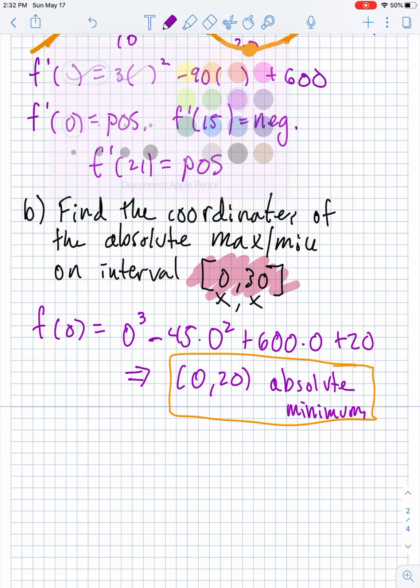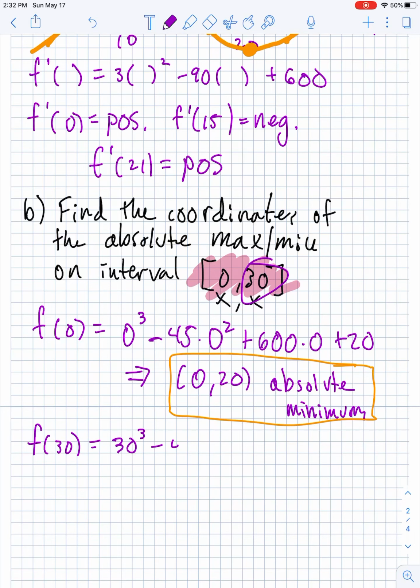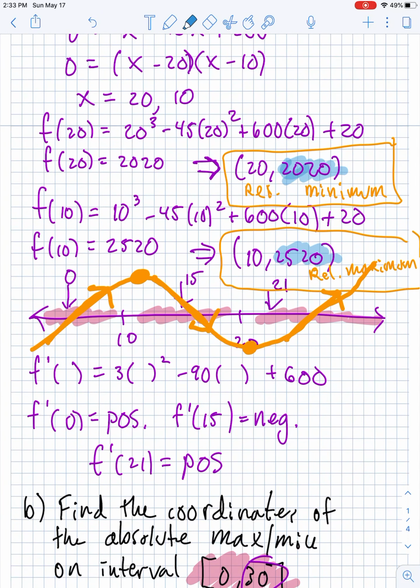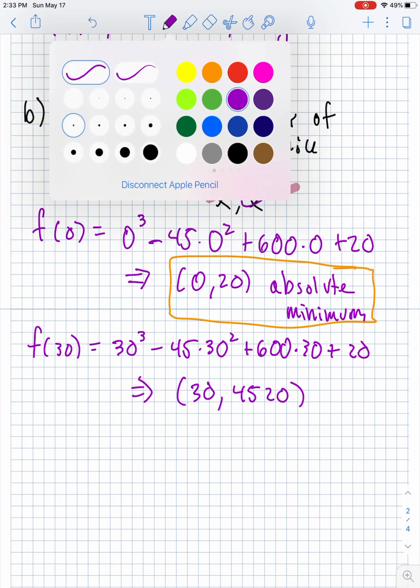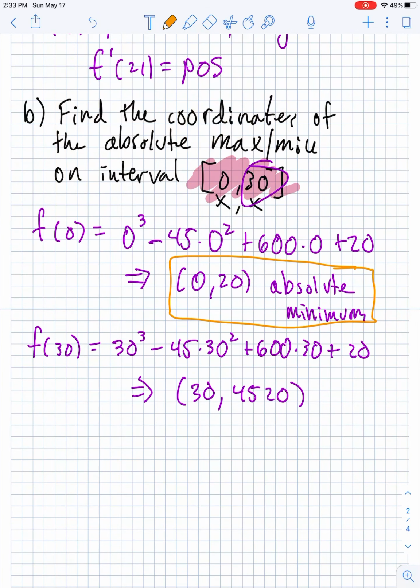Now that whole process we just went through, we have to check for the 30 as well. So f of 30 is equal to 30 cubed minus 45 times 30 squared plus 600 times 30 plus 20. I believe when you plug that all in, you get 4,520, which means that when you put in a 30, you get out a 4520. Now, is 4520 bigger than both of these numbers? Yes, it is. It's way bigger, which means that that is the absolute maximum. Oh, I guess I should write that in purple.